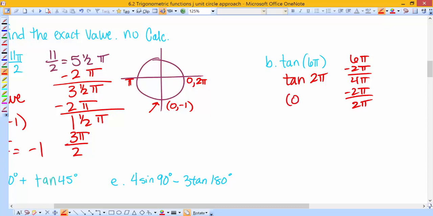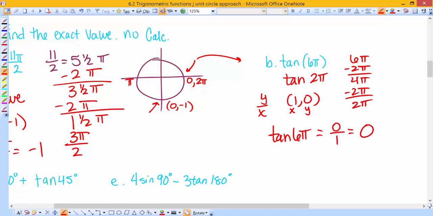It's the point 1, 0. So this is for this one right here, 2 pi. Tangent is y over x. Here's my x, here's my y. So the tangent at 6 pi is 0 over 1, which is 0. Again, this is the work I want to see.